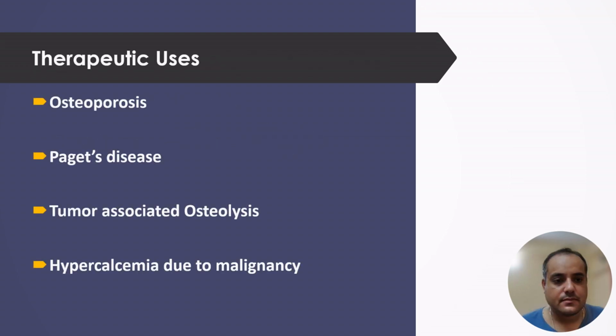The most important or most common use of bisphosphonates is in osteoporosis. Other than osteoporosis, this drug is also used in Paget's disease. It can also be used in tumor-associated osteolysis and also in hypercalcemia that occurs due to malignancy.